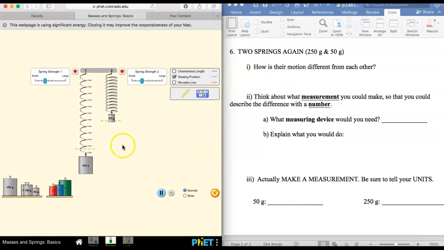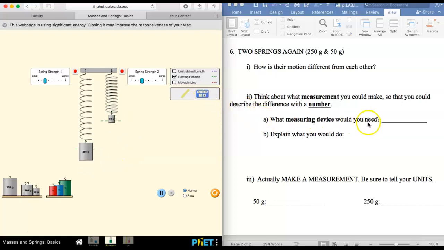Okay, how would you describe their motion as being different from each other? We say this one's going quicker, this one's going slower, that makes sense. So we need a way to describe quickness. There are multiple answers. Different people will put different answers here, and different people might come up with different ways to measure how these two are different from each other. But I'm going to tell you the standard way we talk about this, and that has to do with time.